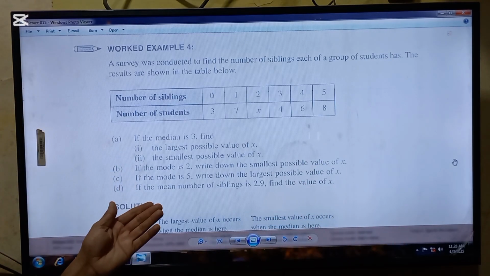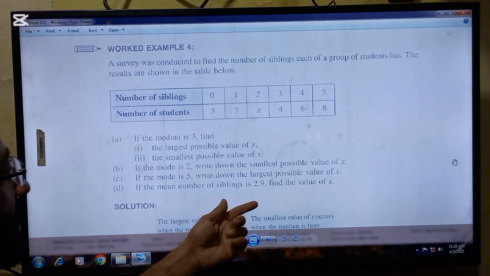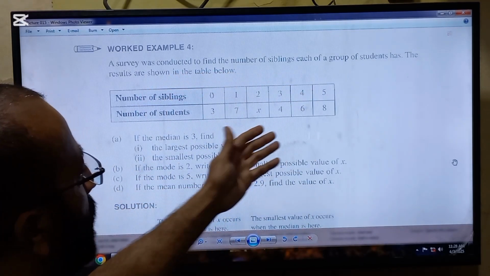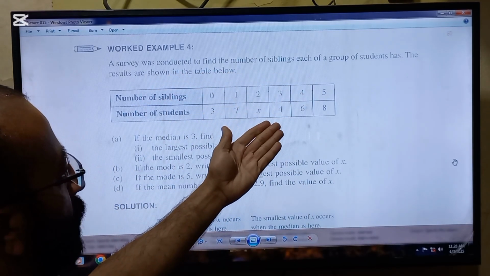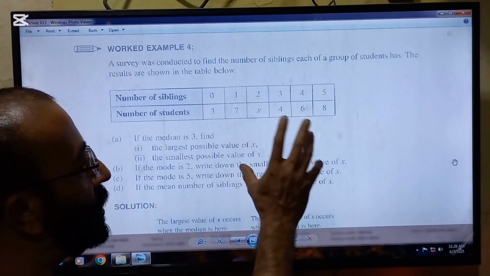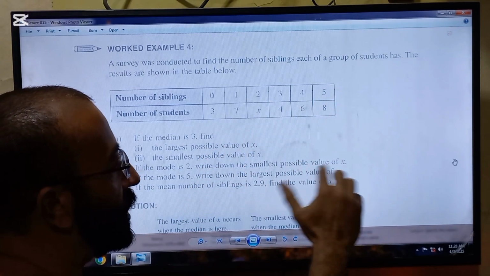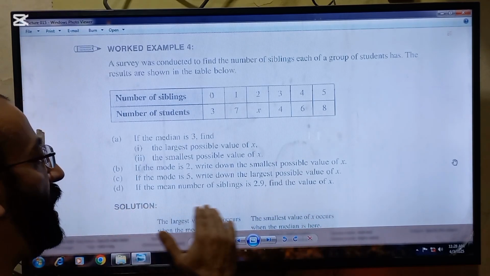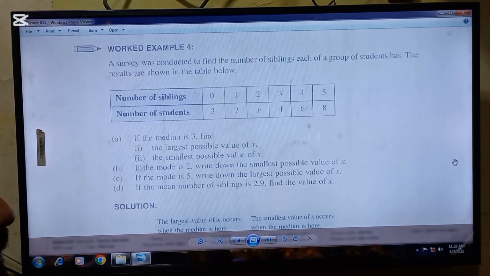And part D is, if the mean number of siblings is 2.9, find the value of x. This is grouped data, so frequencies and values are given. Again we will use the method of summation fx over summation f, and we will find the value of the mean of the values.